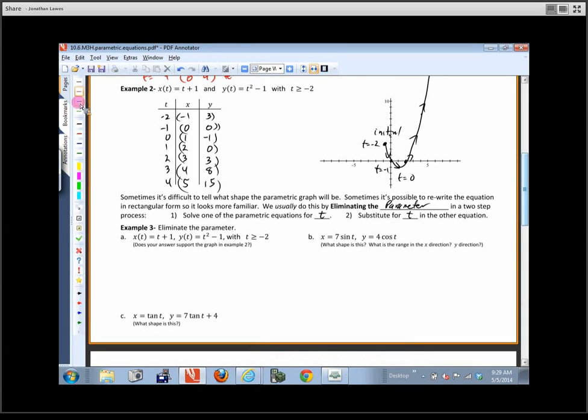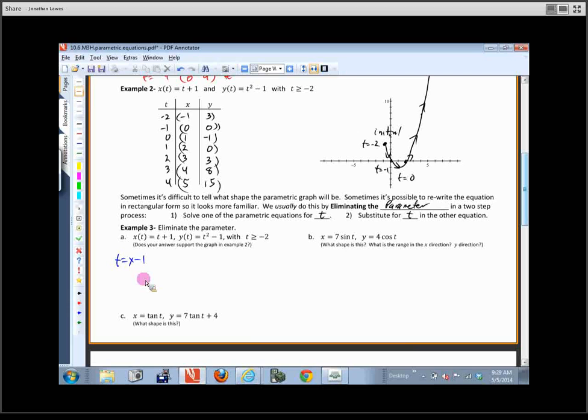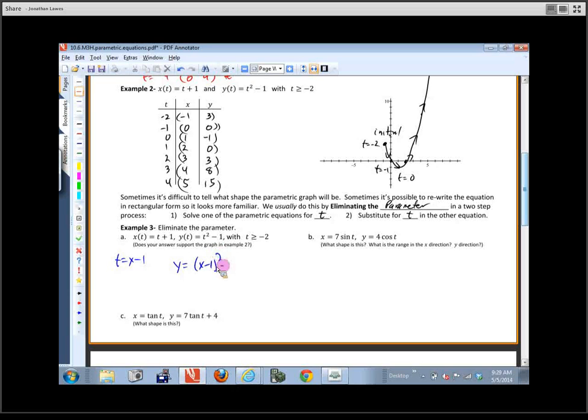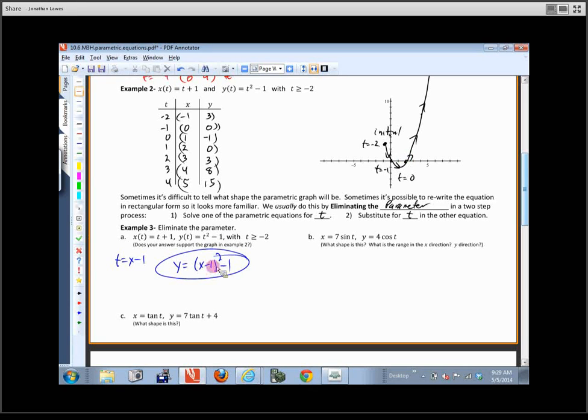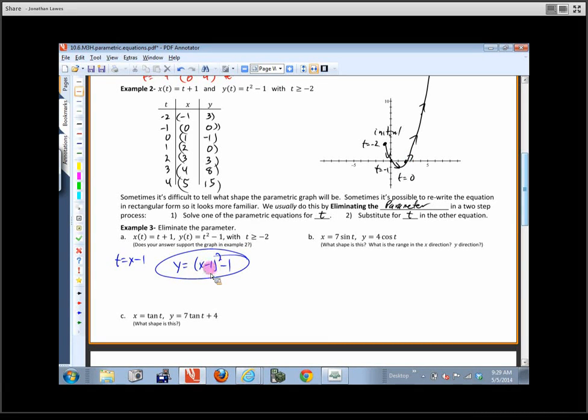Okay, listen up. If you eliminate the parameter, we get t equals x minus 1. If I plug that in here, I get y equals x minus 1 quantity squared minus 1. Does that look like this graph? It does, doesn't it? This is a parabola. What does the minus 1 with the x do to the graph? It moves it to the right, and the minus 1 outside the squaring moves it down. So move over and down 1, and it still opens up.